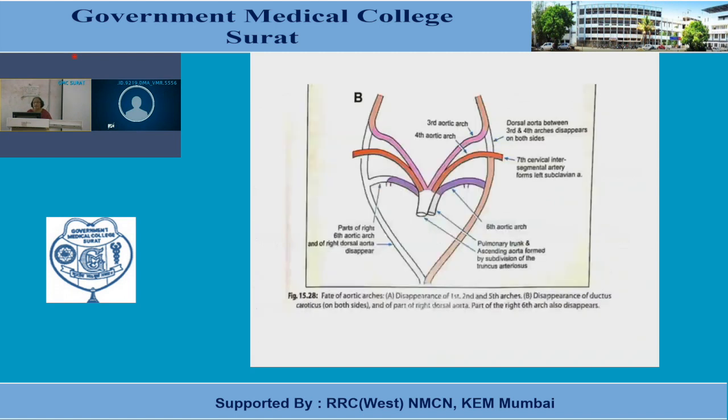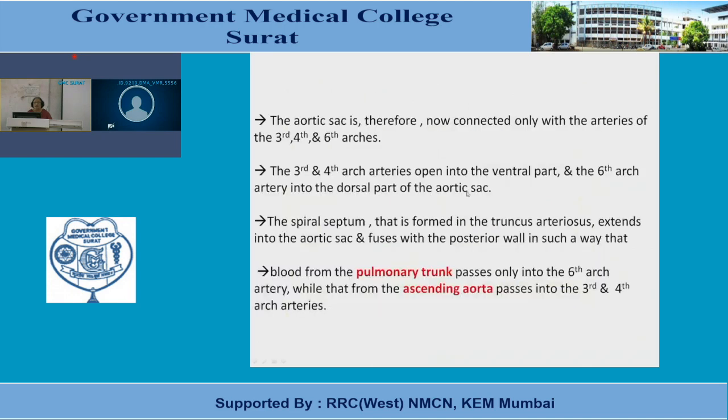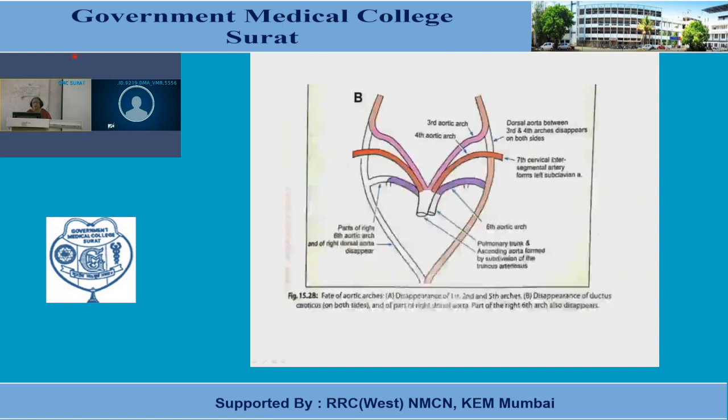Now here in the diagram you can see this is the third, fourth and sixth. Here you can see the fate of the arches: disappearance of the first and second, fifth arteries, disappearance of the ductus caroticus on both sides. Now third, fourth, sixth arteries. Third and fourth arteries open into the ventral part. You can see in the given diagram, this is about the third and fourth. Both of these two are in the ventral part, right?